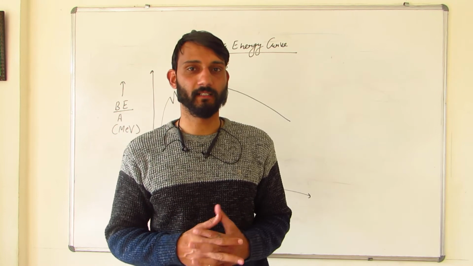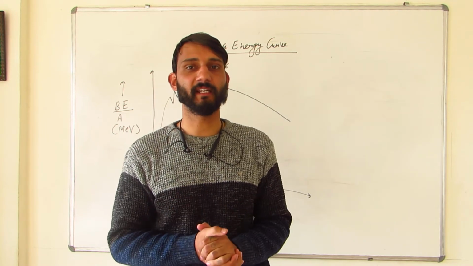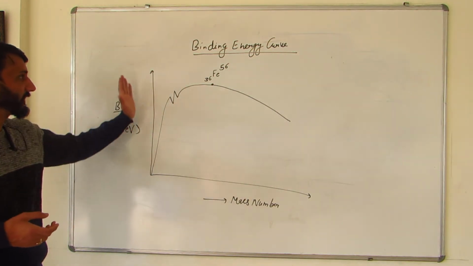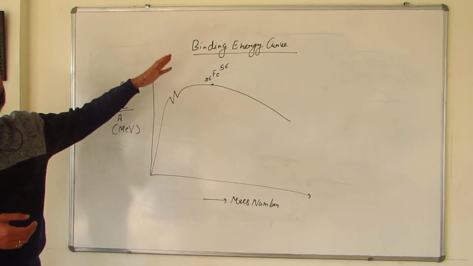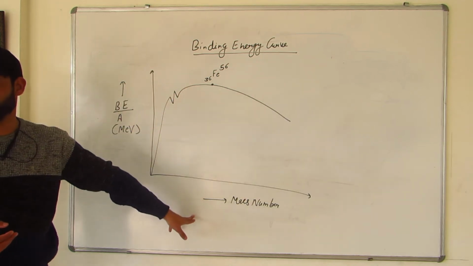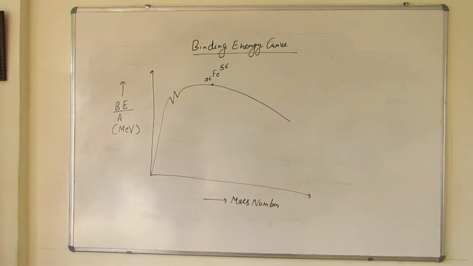Now we will continue our discussion on binding energy. Today's topic is the binding energy curve. This is a graph between binding energy per nucleon and mass number, right? And there are a few important observations which we have to make from this curve.